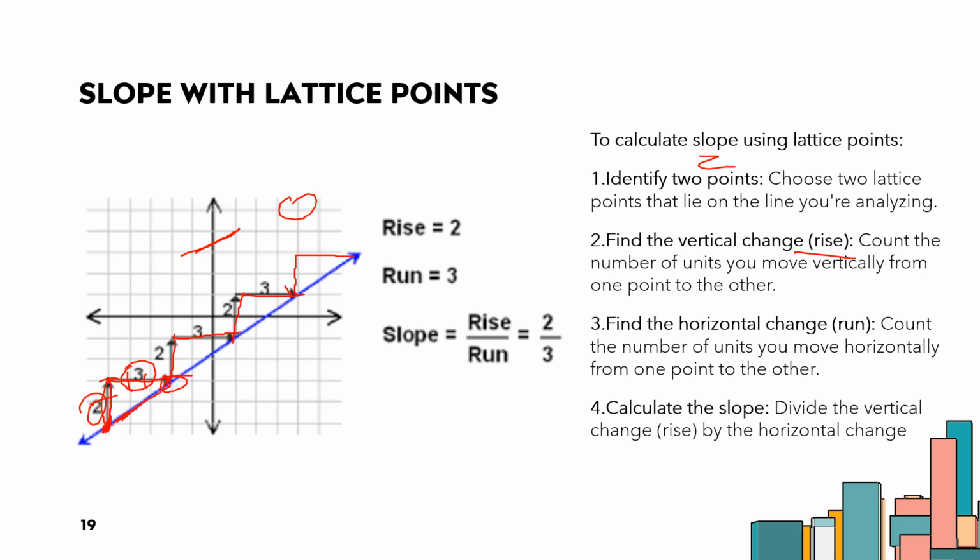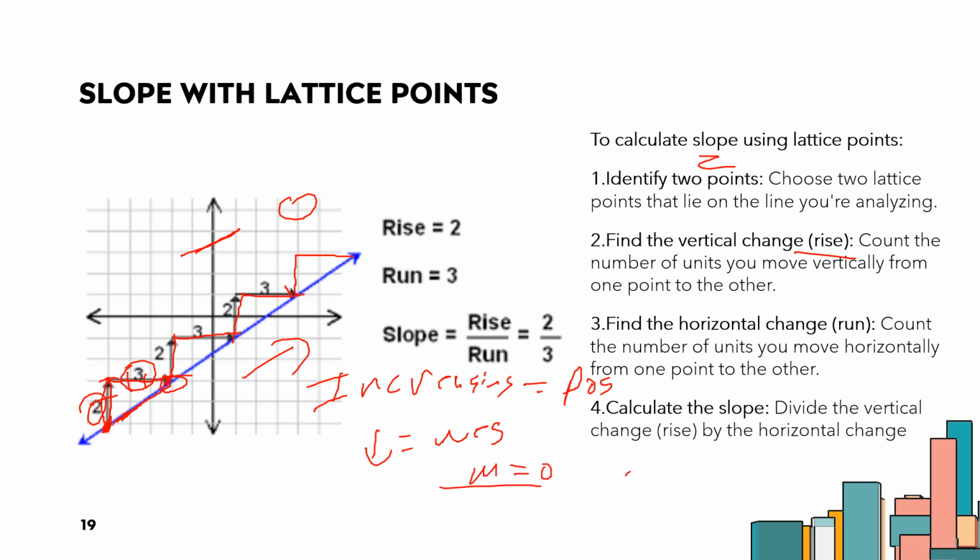Just remember when we're doing this, if the line goes up, your slope is positive. So increasing lines equal positive slope. Decreasing equals negative. Horizontal equals 0. And a vertical slope is undefined. I'll keep repeating that because repetition's the key to learning, and you're going to need to know that for the rest of your time as a math student.